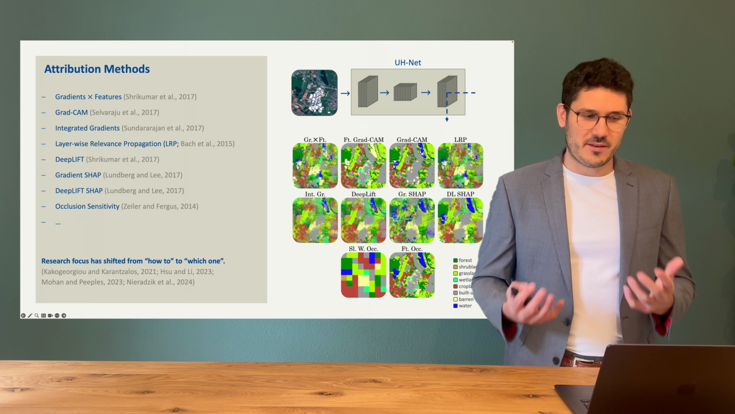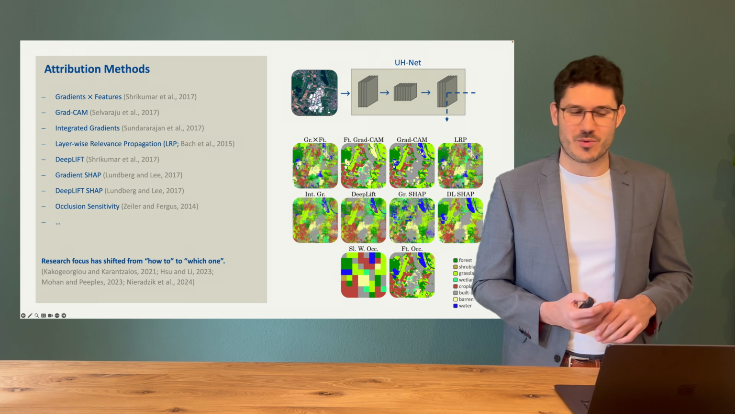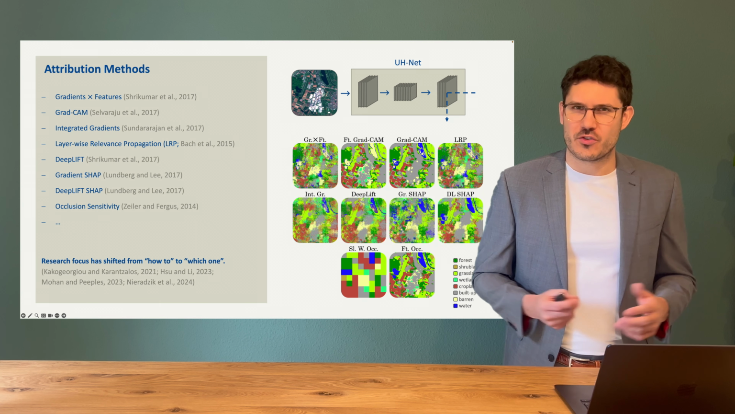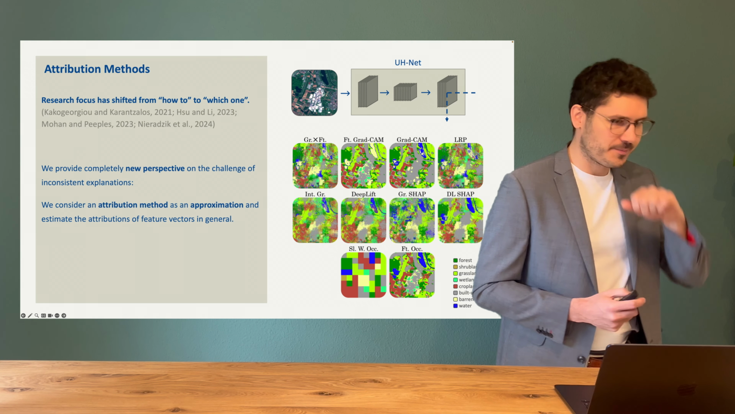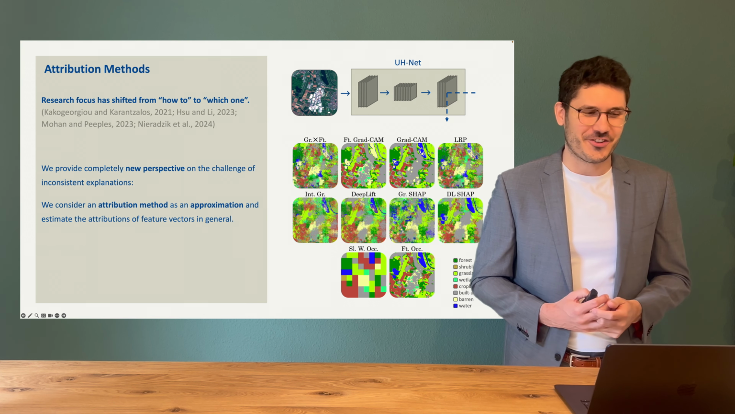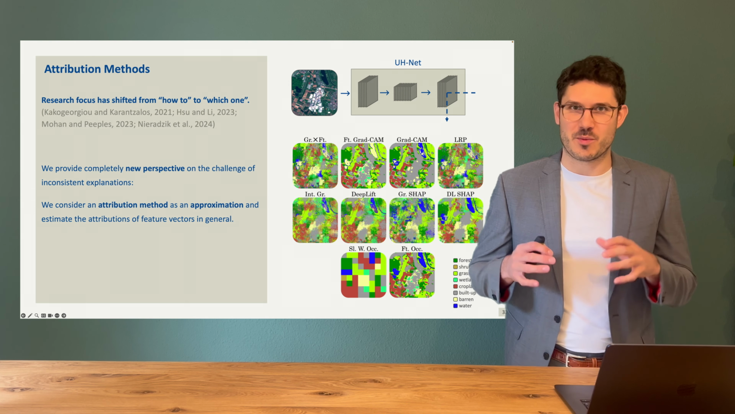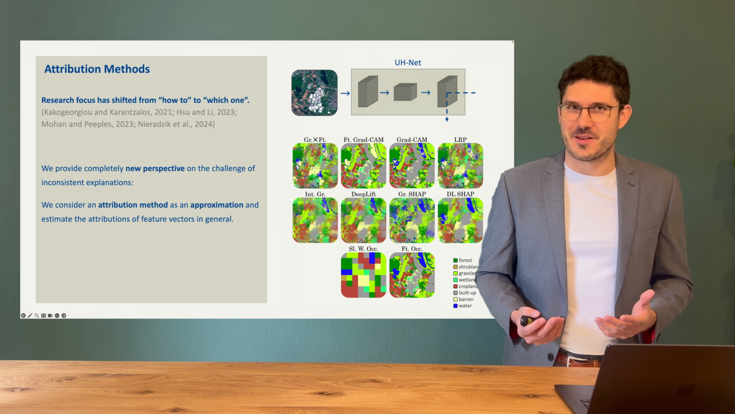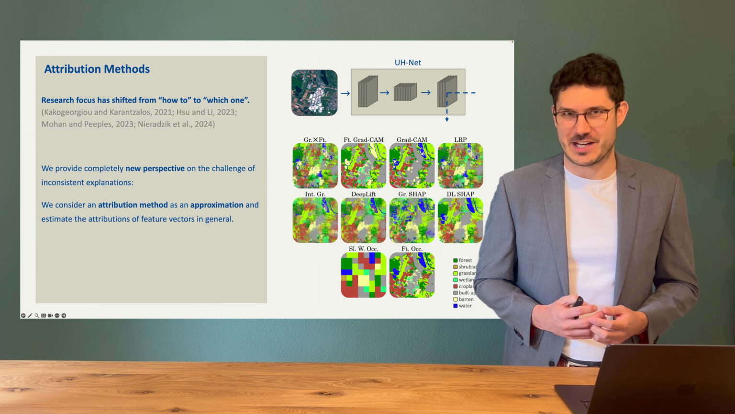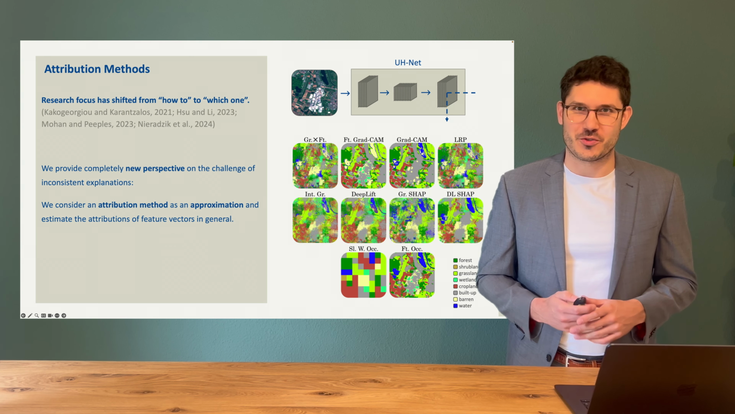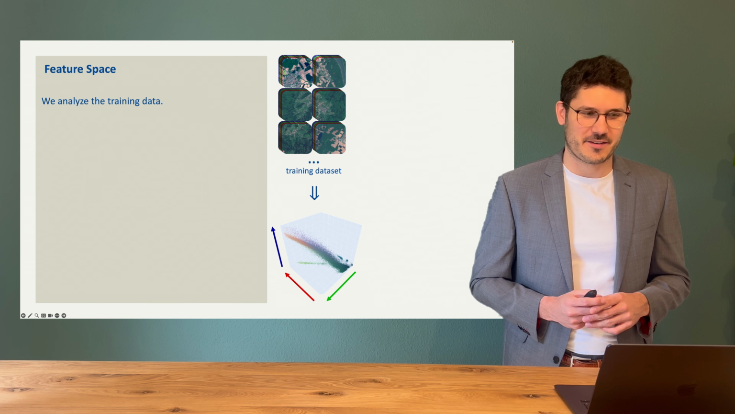So therefore, the research focus within the last years has shifted from how to compute attribution maps to which attribution maps we should actually use. On this challenge, we provide a completely new perspective. We consider that an attribution method is an approximation, and we estimate the attributions of feature vectors in general. And in the next slides, I want to show you how we do that. After that, I'm going to show you our results.